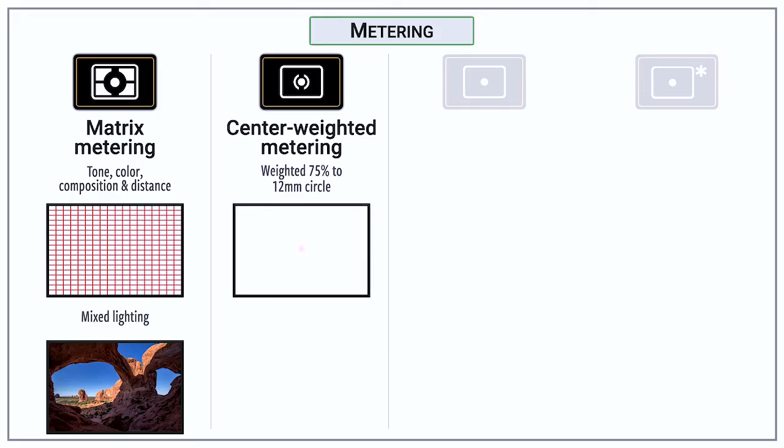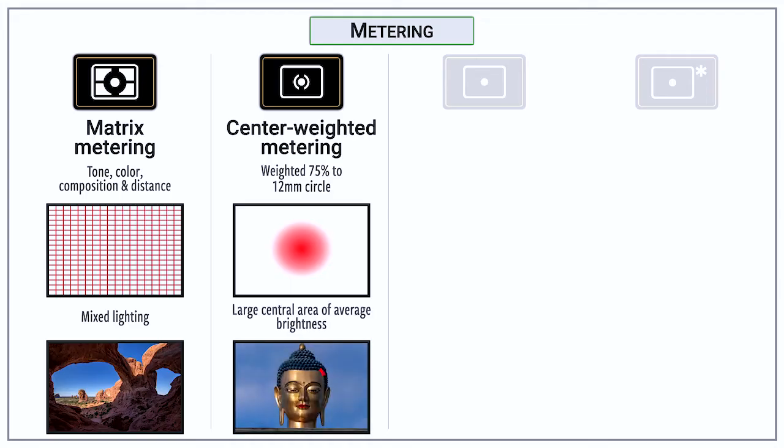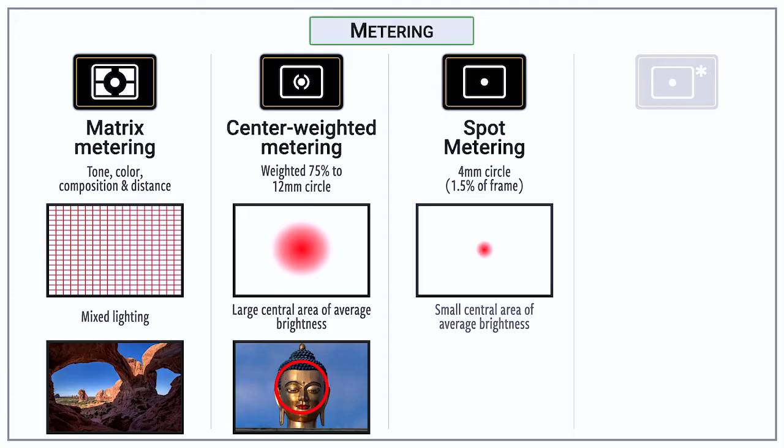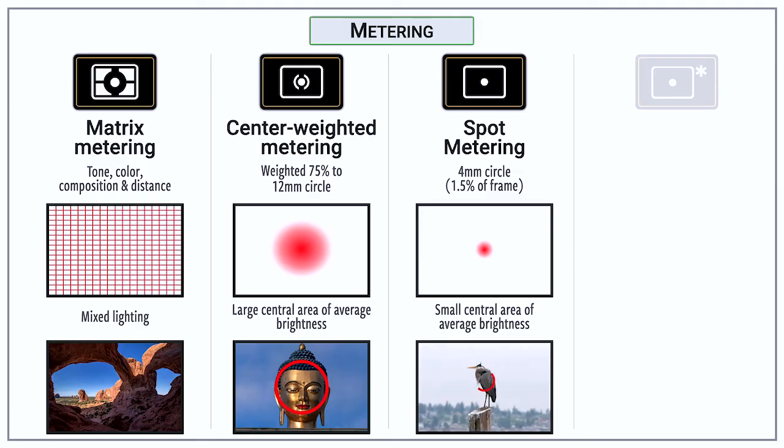Center weighted is the traditional metering system. This is what a lot of the cameras used, say in the 70s and 80s, where it concentrates most of the information from the middle of the frame. And it's a good, simple system. Spot metering can be very handy in some unusual and tricky lighting situations where you want to read the light in a very small, particular area of your subject, especially if your subject's surrounded by light or dark area.